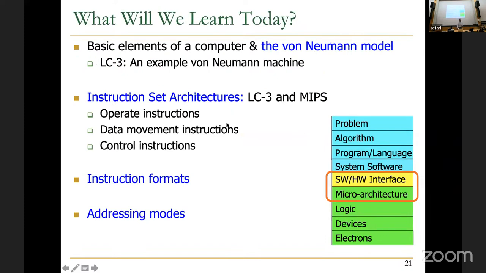We're going to talk about the von Neumann model. We're going to talk about instruction set architectures, three different types of instructions: operate, data movement, and control. We're going to talk about instruction formats, how to encode the instructions such that the hardware can understand them. So decoders are going to be extremely important, because we're going to use some encodings to encode what we want to tell the machine. And the machine is going to use the decoders to decode what we're telling the machine, right? So that decoder and multiplexer that we've seen, they're going to be very important constructs. And then we're going to talk about addressing modes. Addressing modes deal with how you address the data that the instruction is going to compute on.